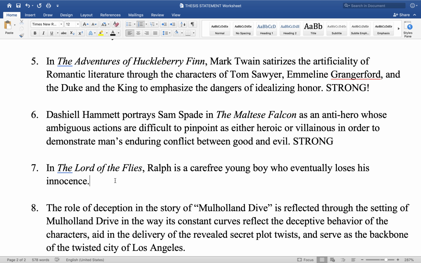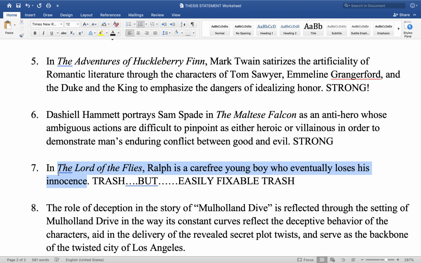"In The Lord of the Flies, Ralph is a carefree young boy who eventually loses his innocence." This one is trash, but easily fixable trash. How do you fix it? Well, this is talking about character change, which is pretty good. It's the number one thing of the thesis I said. We know what technique is being analyzed, but what's missing? That ultimate effect or theme. All we have to do is add it.